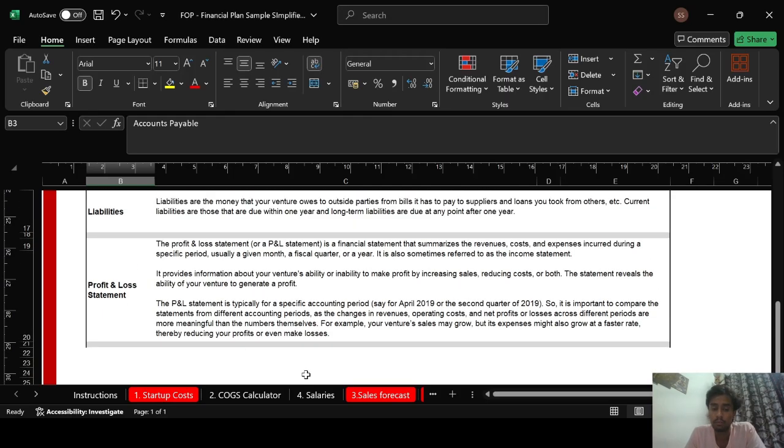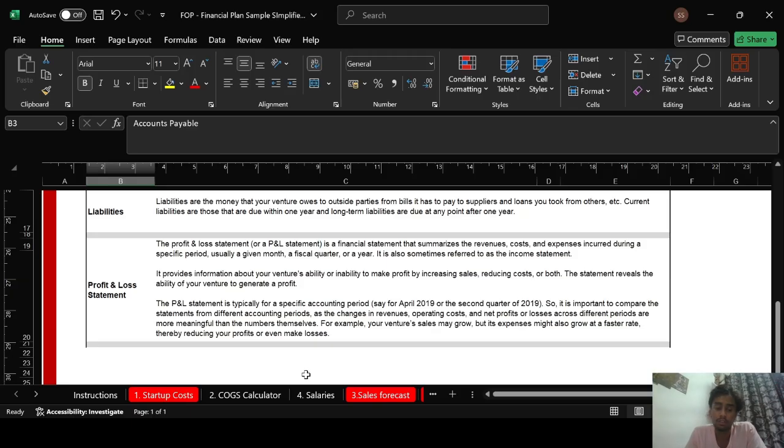A profit and loss statement, or P&L statement, is a financial statement that summarizes the revenues, costs, and expenses incurred during a specific period, usually given as a month, a fiscal quarter, or a year. It is also sometimes referred to as the income statement. It provides information about your venture's ability or inability to make profit by increasing sales, reducing costs, or both. The statement reveals the ability of your venture to generate profit.